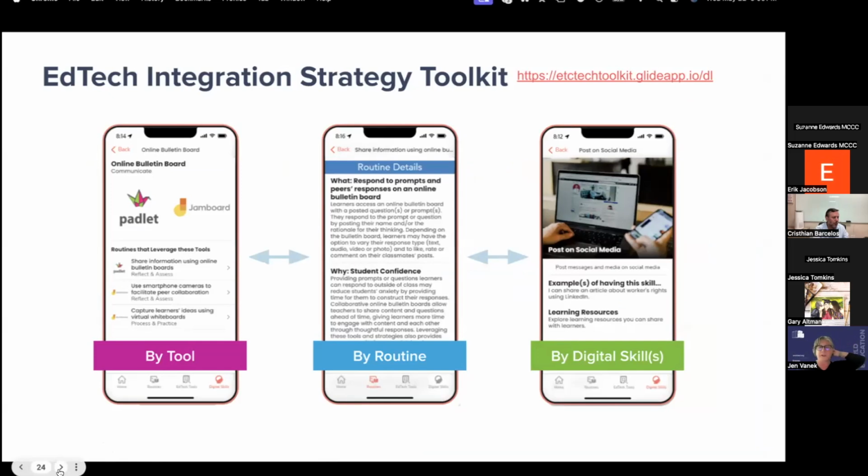This is a really great free app. I think it has about 1,000 resources in it, many routines. You can search this app according to the digital tool you're thinking about introducing in your classroom, by the type of routine that you would like to introduce. So, for example, sharing information using online tools, that would be a routine, or by the digital skill that you're hoping to build. So many different ways.